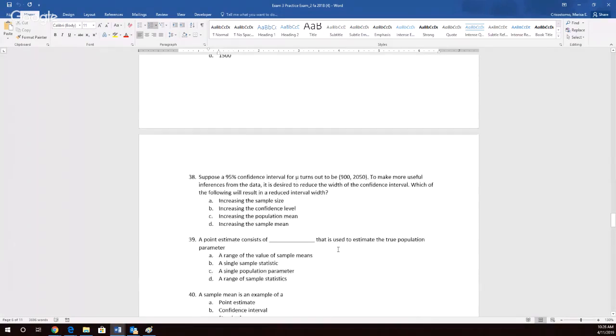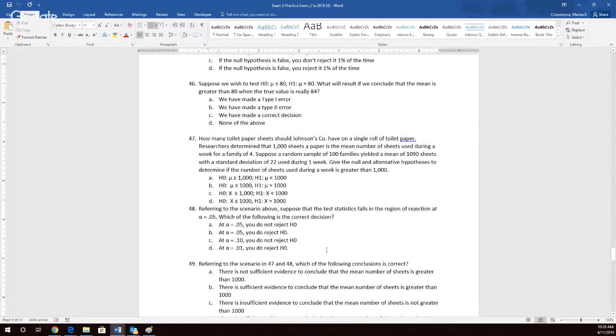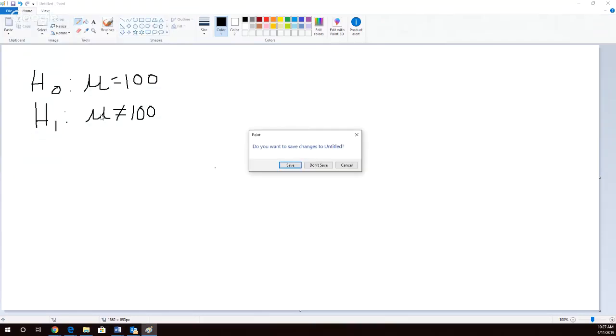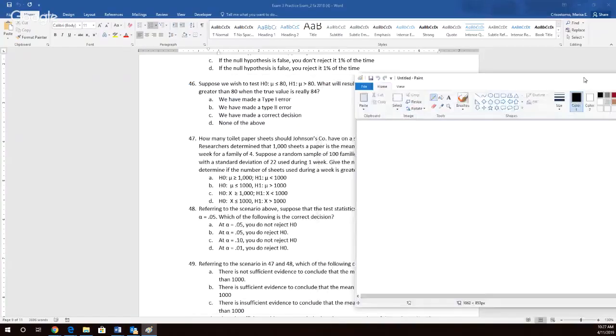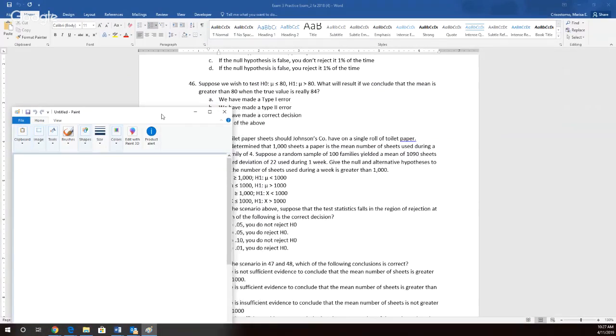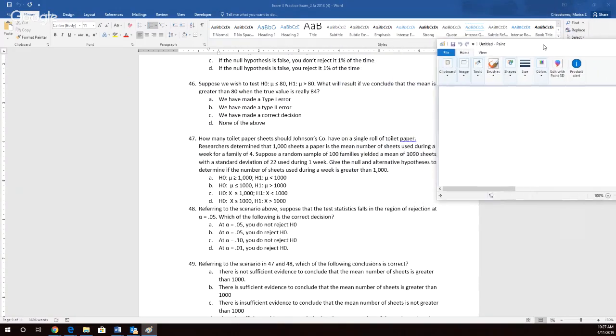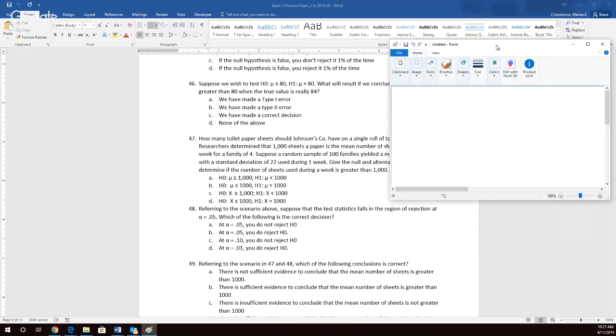Okay, number 48. Referring to the scenario above, suppose that the test statistic falls in the region of rejection at an alpha level of 0.05. Which of the following is the correct decision? Let me just shrink this down here so we can see the question. All right. So referring to the scenario above.